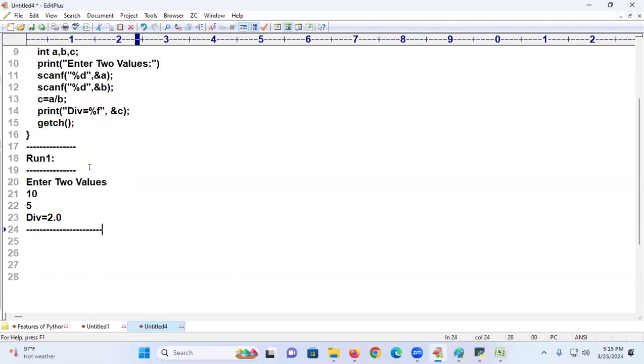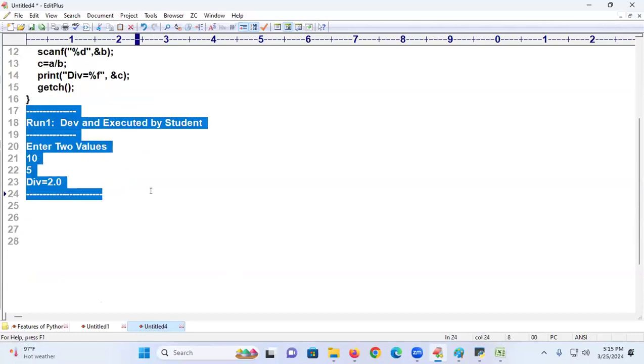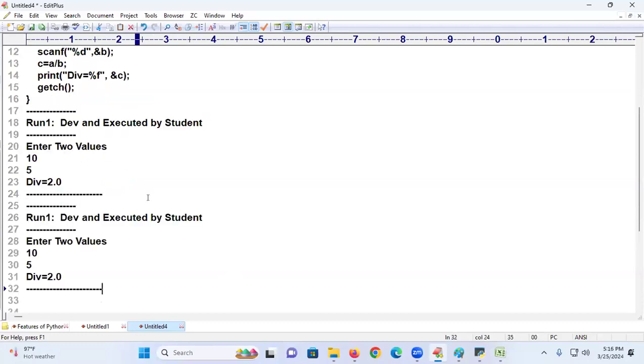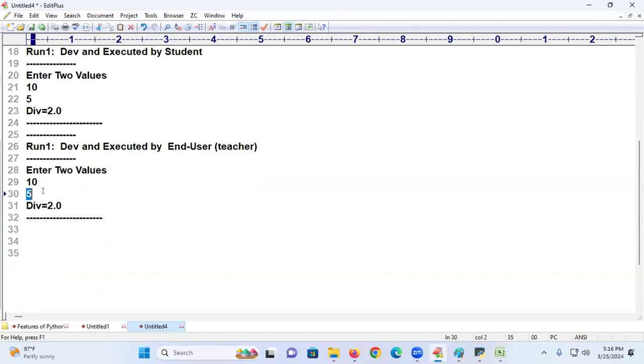Now, okay, this is executed by whom? Developed by the student, executed by the student only, the programmer only. Student, you showed me and convinced me very much, but now I will execute. Developed by student, executed by teacher. Executed by end user. End user is nothing but the teacher. Now teacher: enter two values. I said 0. Running number 2.